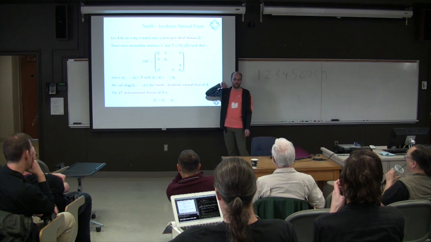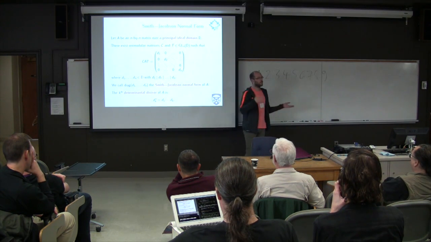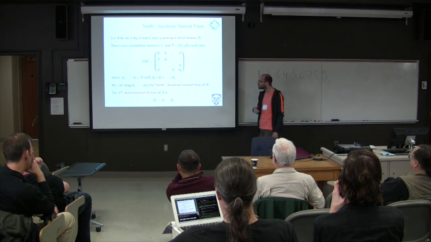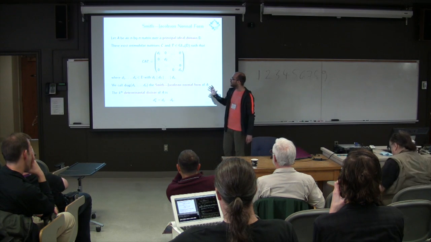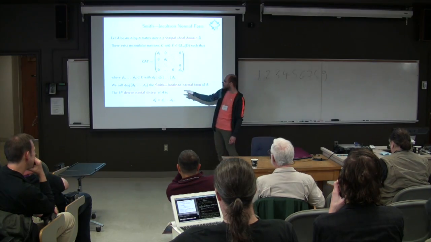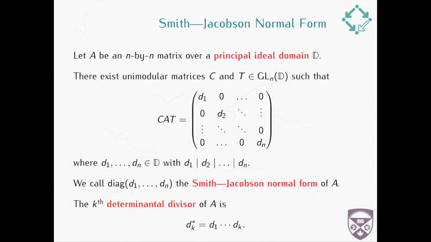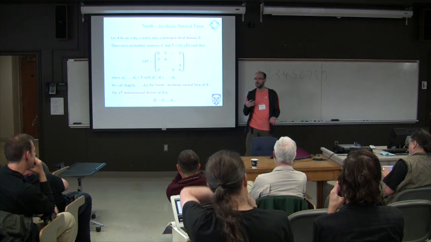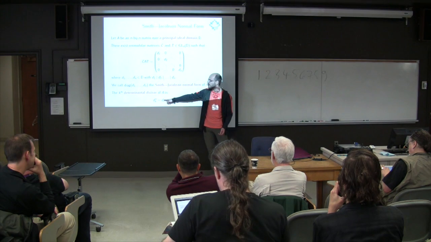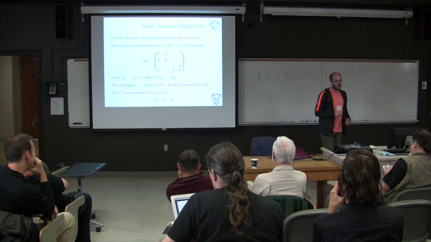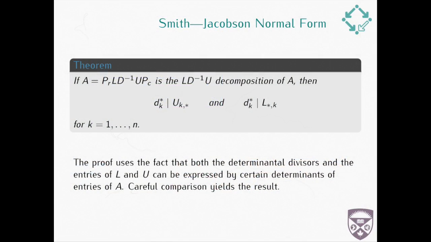It's called the Smith normal form, or Jacobson normal form, or Smith-Jacobson normal form of the matrix A, depending on whom you want to give credit. And what we are interested in is the so-called determinantal divisor. The k-th determinantal divisor is just the product of the first k diagonal entries. Like I told you, they're essentially unique up to multiplication by a unit. So also the determinantal divisor is unique up to multiplication by a unit. And we have linked those determinantal divisors to the common factors.